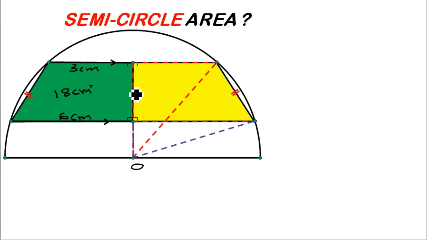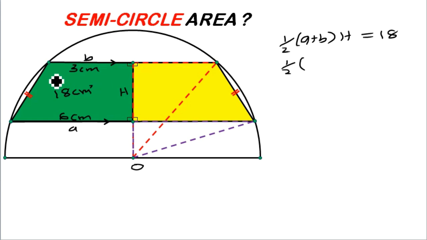Now if we take this length from this point up to this point to be the height h, then we know that the area of a trapezium is given by a half times a plus b times h, which is giving us 18 centimeters square. Now we let one of the sides be a and the other side be b. So we have a half into a plus b, 3 plus 6, that is 9, then times h should give you 18.